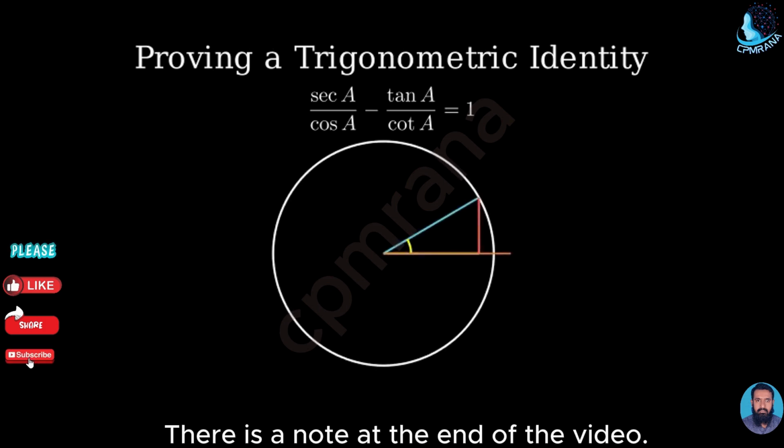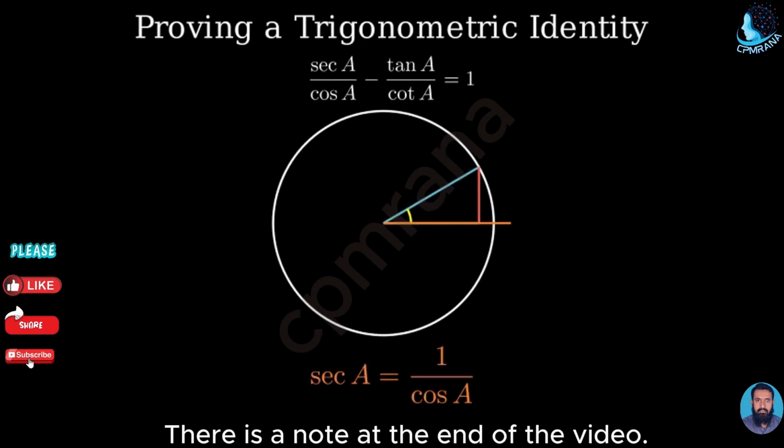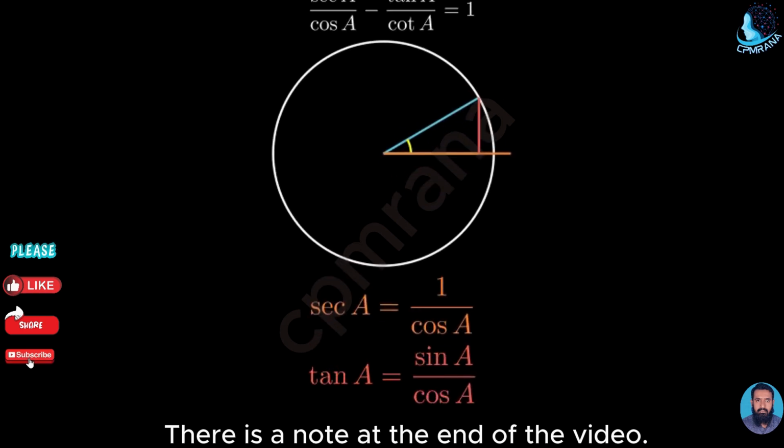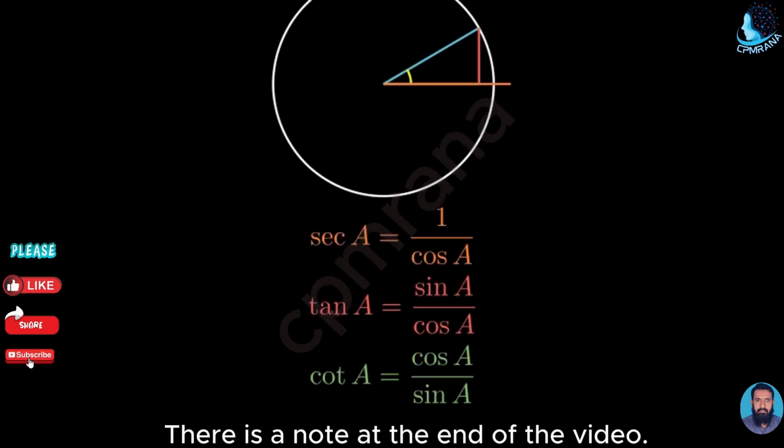In a unit circle, secant A is the reciprocal of cosine A. Tangent A is sine A over cosine A, and cotangent A is cosine A over sine A. We'll use these relationships throughout our proof. Now, let's begin our proof.